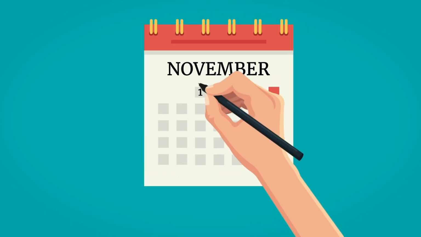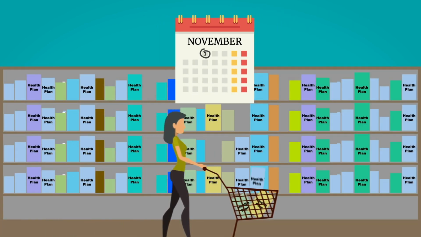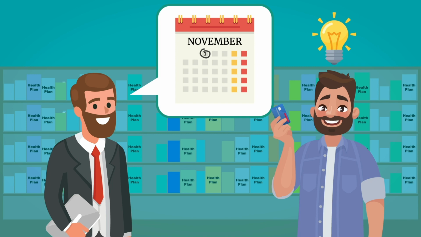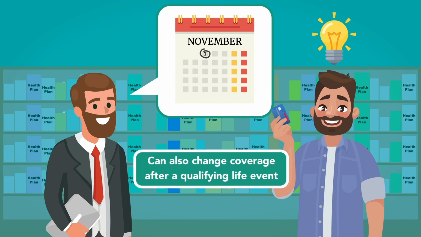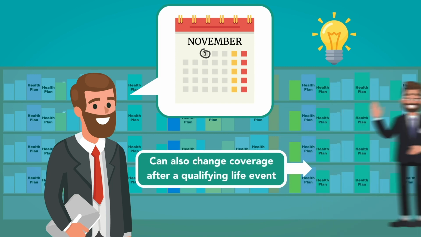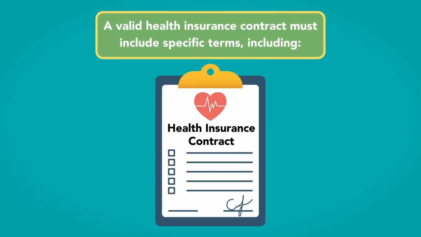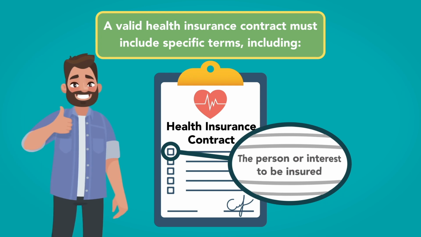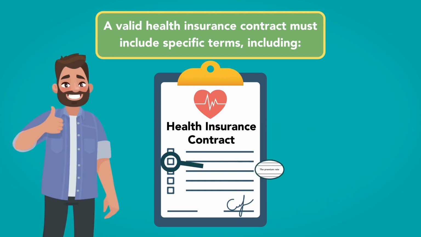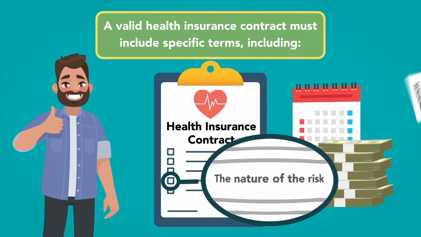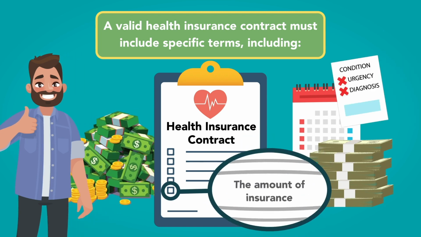Open enrollment normally begins November 1st each year through the health insurance marketplace, and when an employee buys health insurance through his employer, the employer must inform him of the open enrollment period. An employee can also change coverage after a qualifying life event. A valid health insurance contract must include specific terms, including the person or interest to be insured, the premium rate, the duration of the policy, the nature of the risk, and the amount of insurance.